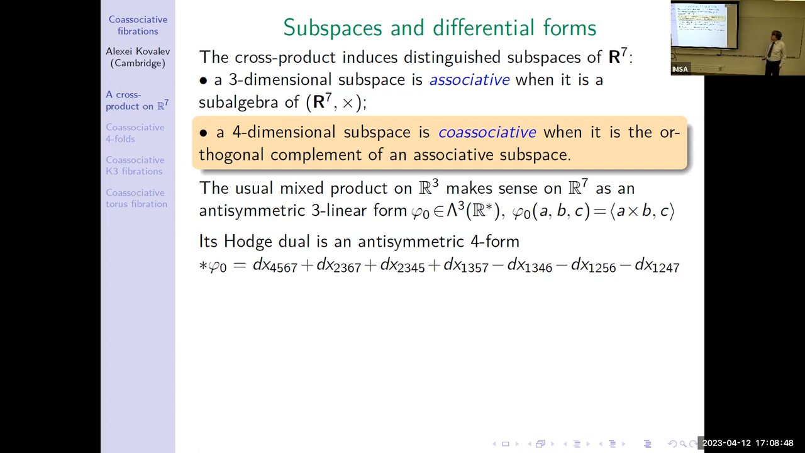And this should be on R7? The phi naught is on R7, yes. Oh yeah, because there is R star. You're right, that's a misprint, it should be R7 star. So that's on R7 indeed, like in the previous line.